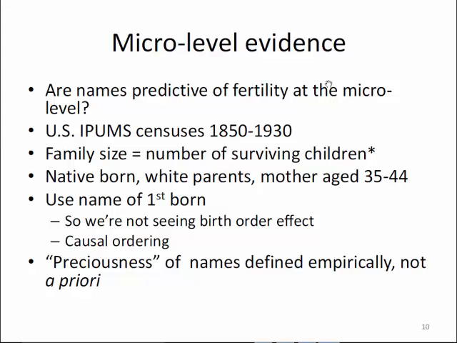Okay, and then we use the name of only the firstborn, because there's definitely a birth order effect, and also we want the causal ordering to be right. We want this to be kind of people's intentions at the beginning of their lives, because we think that's what is easiest to think about. Okay, and then preciousness. I'm sure when you saw the title of the talk, you asked, well, how do you know what the precious name is? We're not going to define that in advance. We're going to let the data tell us what names are precious.